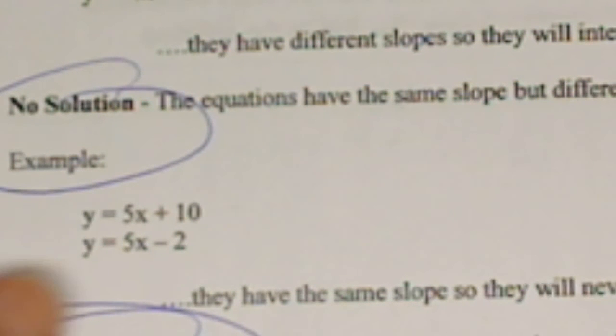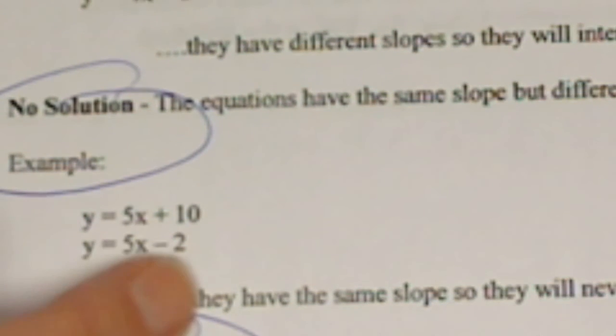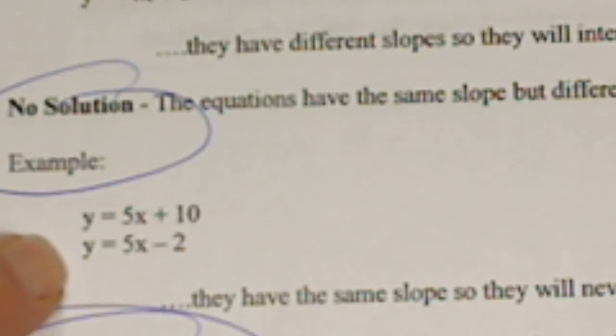So what you want to look for is, do we have the same slope, different y-intercept? If that's the case, they're never going to cross. There's no solution. The last one is an infinite number of solutions. In other words, they have to be the exact same equation.